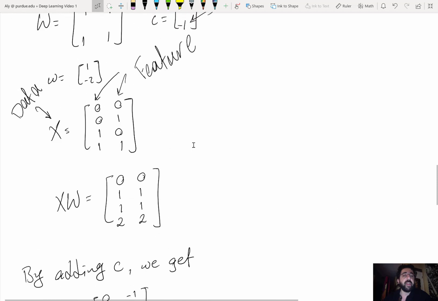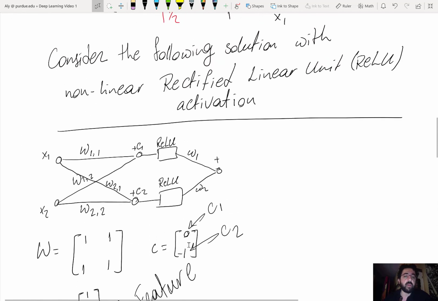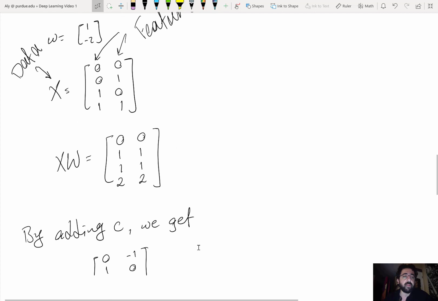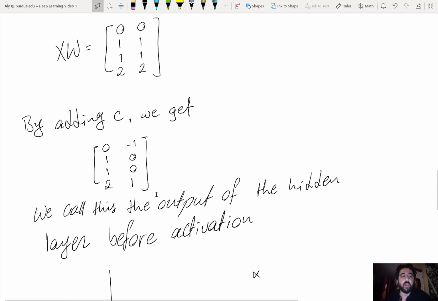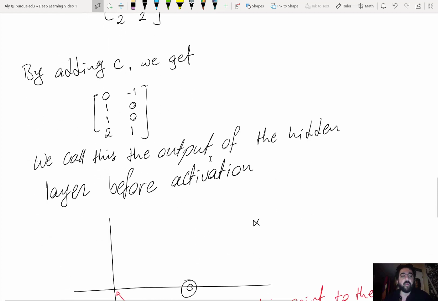Now, if I add C, so C1 equals 0 and C2 equals negative 1, I end up with 0 as is, 0, negative 1. 1 as is, 1, negative 1, I get 0. 1 as is, 1, negative 1, I get 0. 2, negative 1, I get 1. So I get this matrix of 4 vectors. This represents the output of the hidden layer before activation.